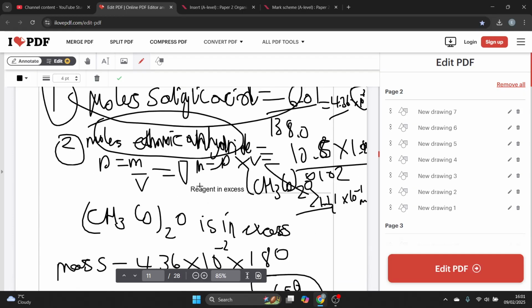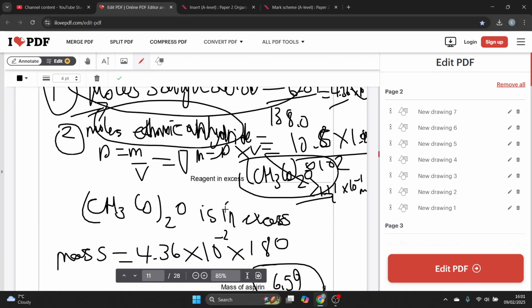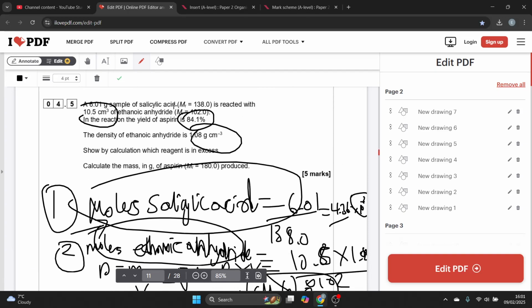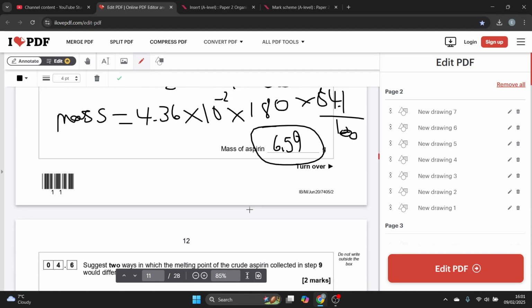Okay, so moles of salicylic acid, moles of ethanoic anhydride, ethanoic anhydride is in excess, pretty simple. Therefore I don't care about the moles of ethanoic anhydride, I care about the moles of salicylic acid. Use the moles of salicylic acid to calculate the mass. But then I realized in the question it says the yield is 84.1%, so therefore times by 84.1 divided by 100, because that's the yield, or 0.841.